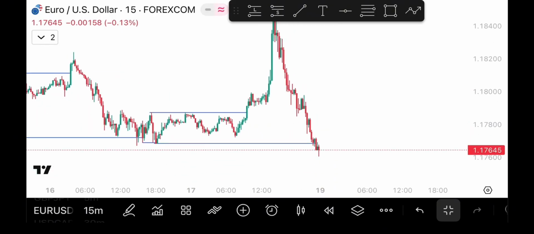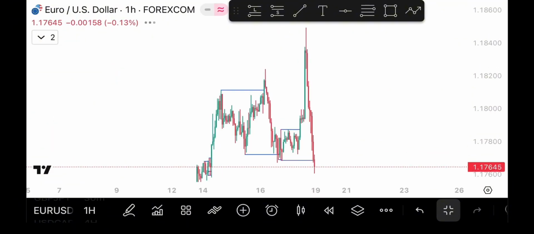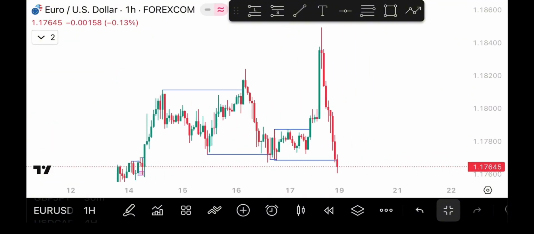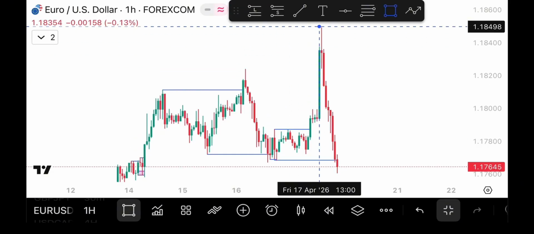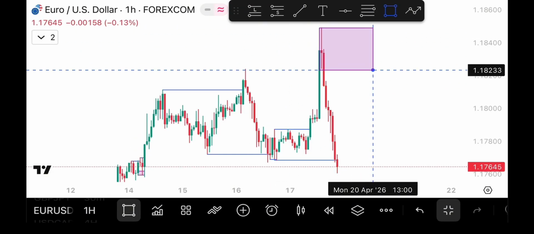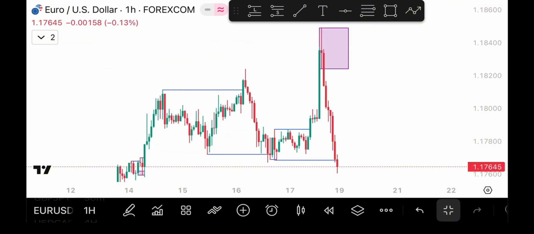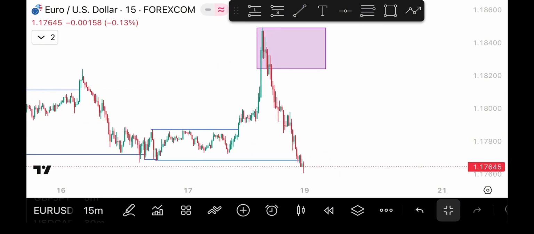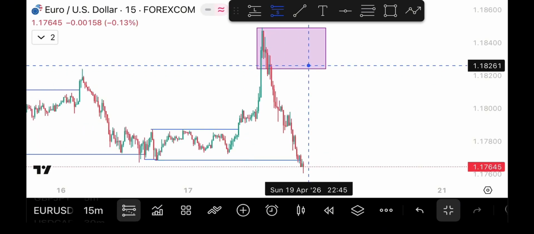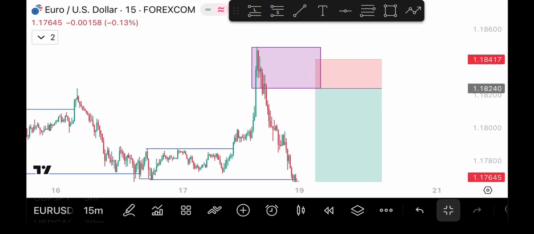So now I could not view the point of interest so vividly on 15 minutes. So I went down to the 1 hour to look for a broader and a more perfect looking point of interest. So I saw that last candle before the momentum candles that broke the structure. So I marked it out as my point of interest. Then I went back onto the 15-minute time frame to look to place my sell position and target the draw.